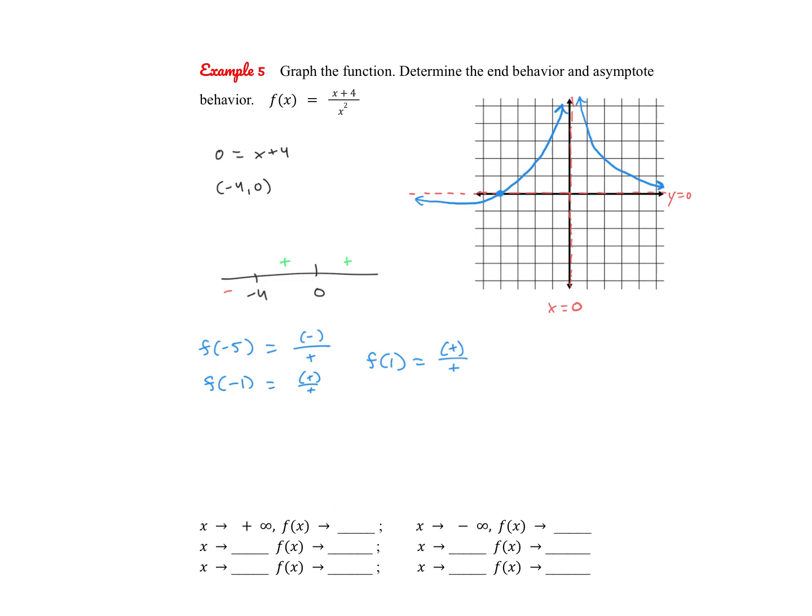So for our end behavior to the right and left, our graph is going to approach 0. And then as x approaches 0 from the left, our graph is going up, so positive infinity. And as x approaches 0 from the right, our graph is also going up. And that's our only vertical asymptote, so we don't need to fill out the last row.